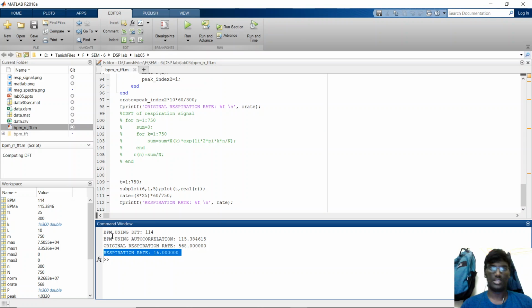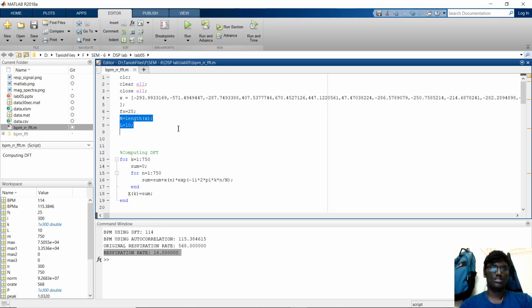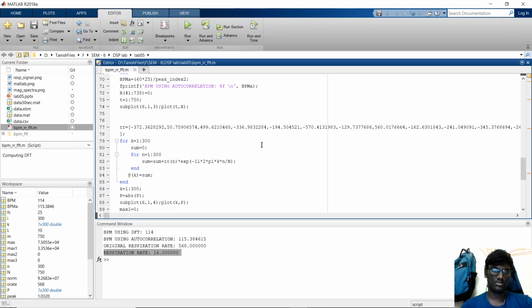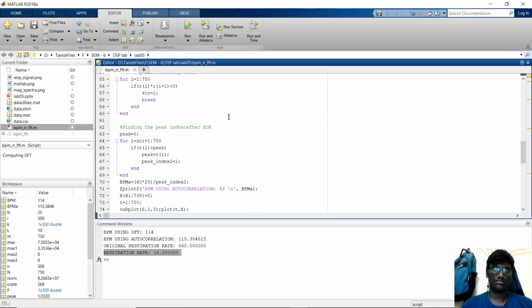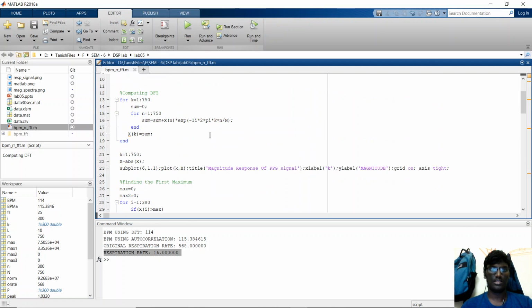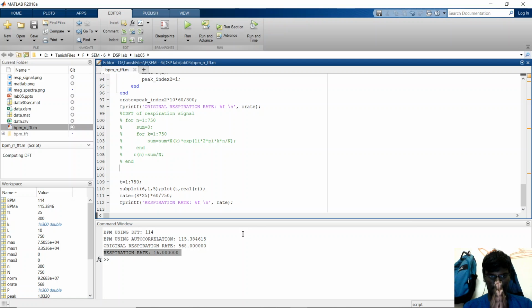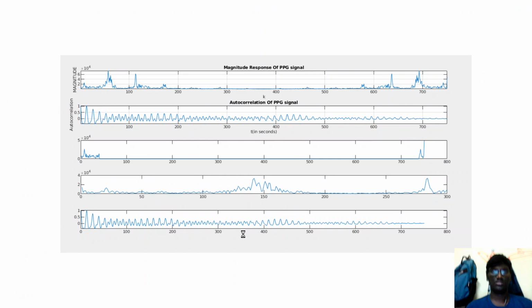So let's take a look at the MATLAB implementation. MATLAB also has the same algorithm. Here we find the DFT, the first maximum, and so on. For the respiratory rate in MATLAB we get 16. In the MATLAB plots, this is the magnitude spectrum, autocorrelation, isolation, and this. In MATLAB we get 16.